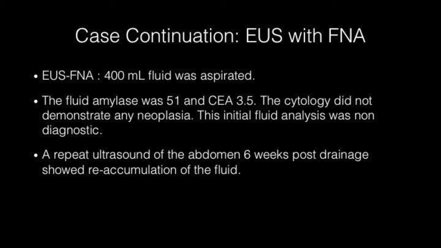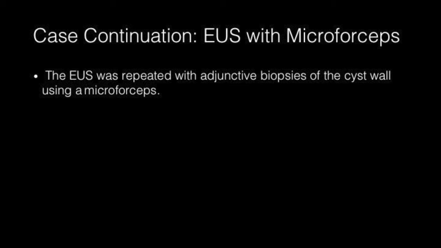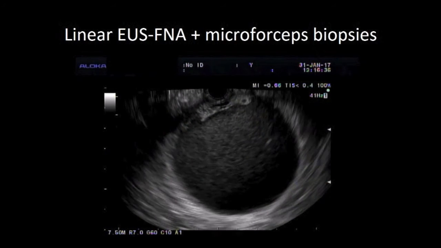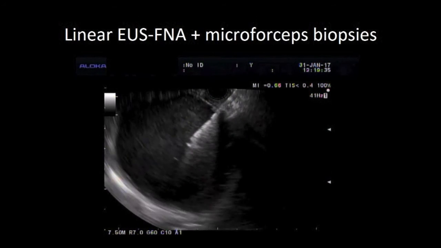This initial fluid analysis was non-diagnostic, and the cystic lesion had reaccumulated 6 weeks later when a follow-up ultrasound was performed. We then decided to repeat the EUS with adjunctive biopsies of the cyst wall using the Moray microforceps made by US Endoscopy. Linear endoscopic ultrasound was performed and the cyst was identified.